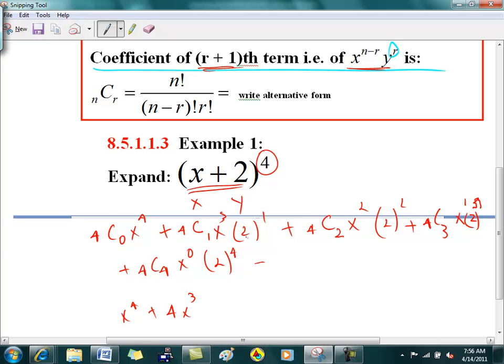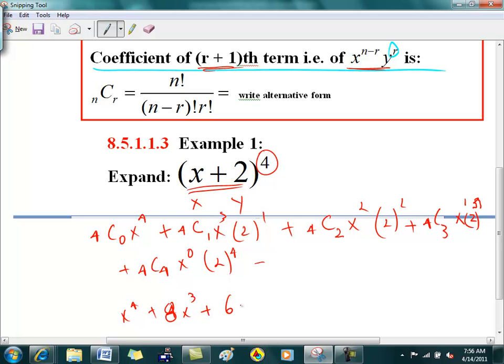And what about the times 2? So that'd be an 8. Is everybody with me on this? So this is an 8. The next one's going to be 4C2. What's 4C2? 4 factorial over 2 factorial times 2 factorial. So that is 6. If you don't know how to do it, get your calculators out and be pounding that calculator, okay?